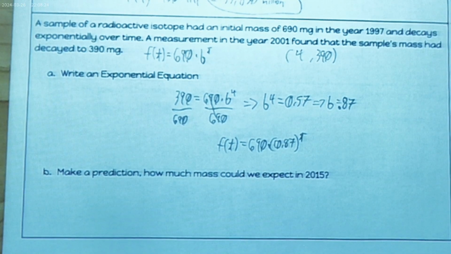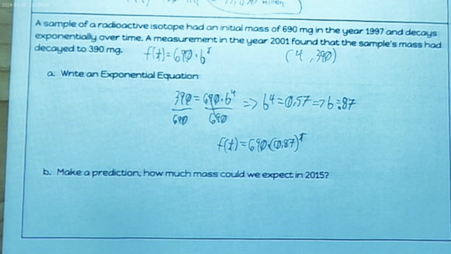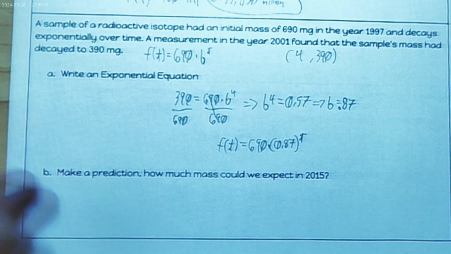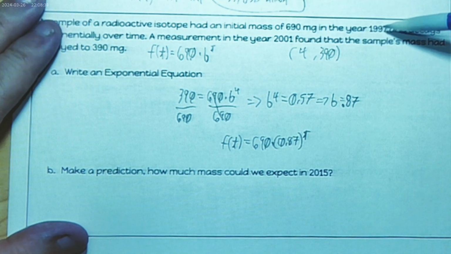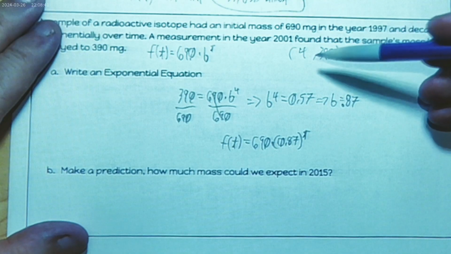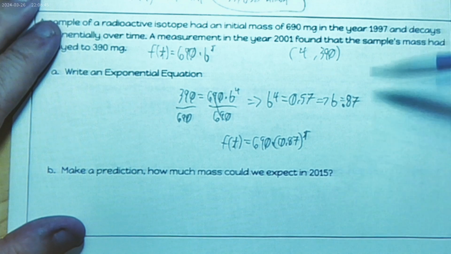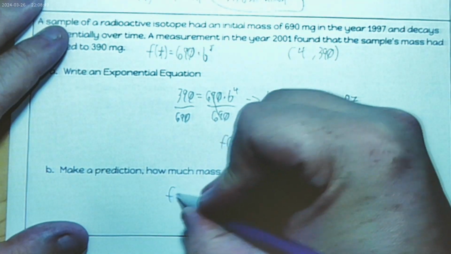All right. So now we just have to figure out what the difference in time is between 2015 and 1997. I think it should be about 18 years. So again, we found the difference in time between 2001 and 1997 was 4 in order to get b. Now we just have to find the difference between 2015 and 1997, which like I said, I think it's 18. I'm pretty sure it is.